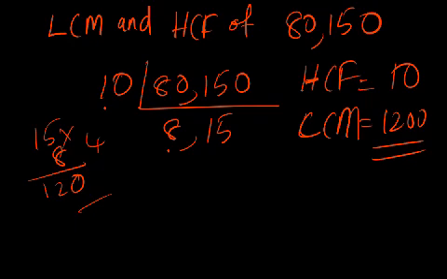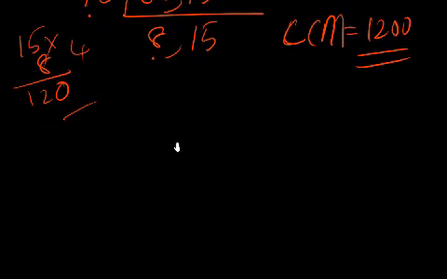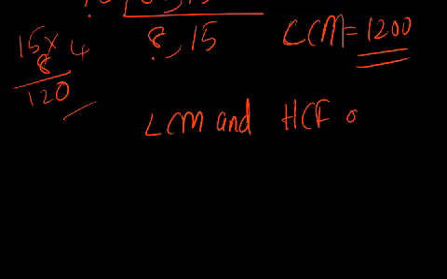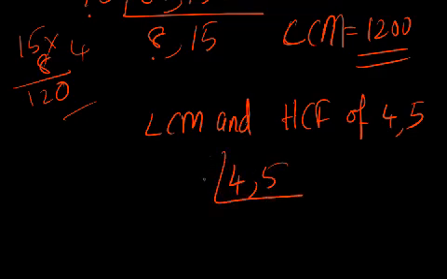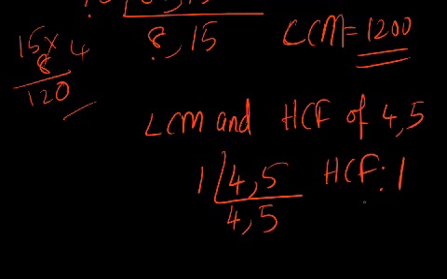Okay, what if the numbers have no common factors? For example, LCM and HCF of 4 and 5. So just write 4 and 5. They don't have any common factors. So we can write 1 here. Then 4 divided by 1, 4. 5 divided by 1, 5. So the HCF, highest common factor, is 1. And LCM is 1 into 4 into 5. That is 20. LCM is 20.